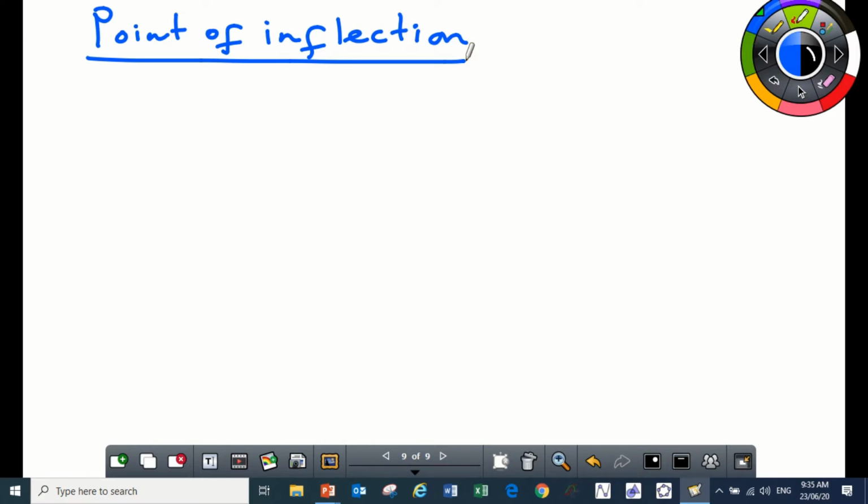The point of inflection of the graph of a cubic function is the point at which the concavity changes. Okay, this is the spelling for concavity. Okay, the point of inflection of the graph of a cubic function is the point at which the concavity of the graph changes. Full stop.